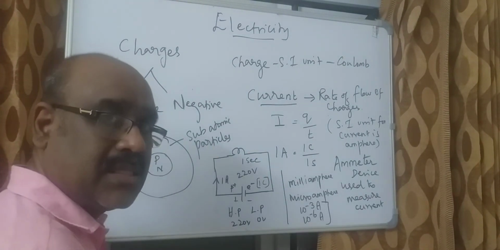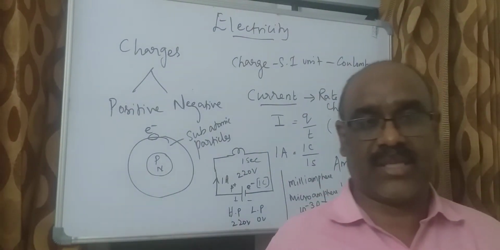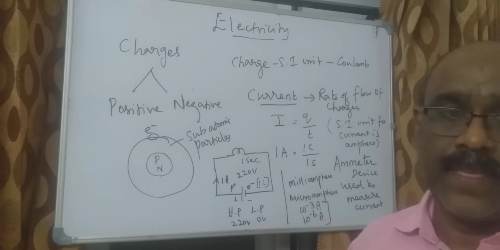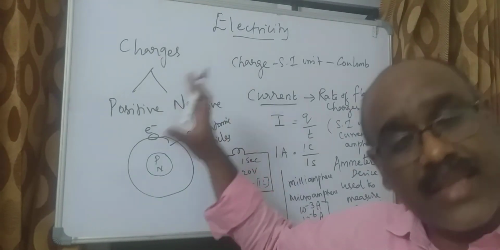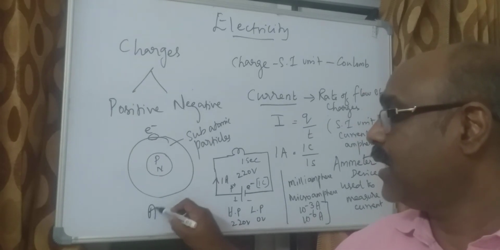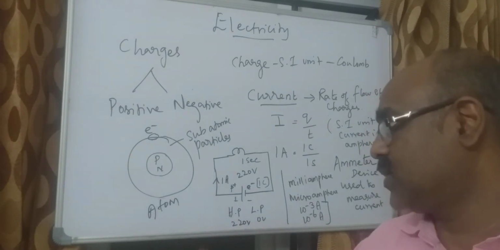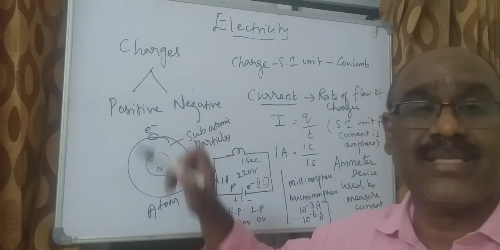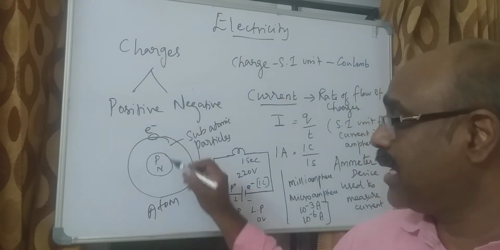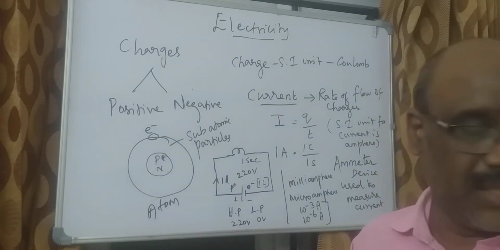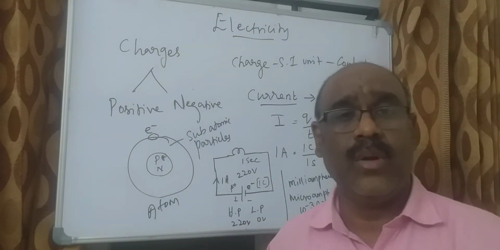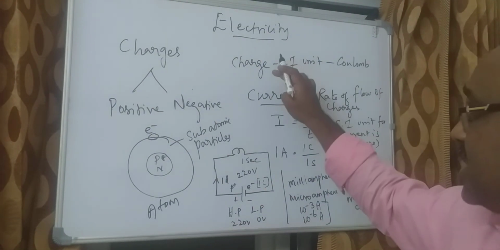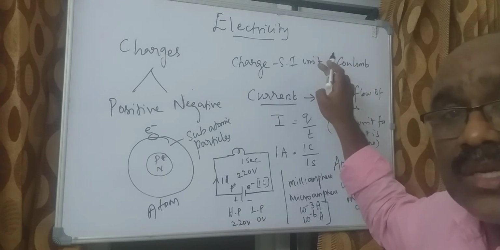So in this class we have studied something about charges. The charges are of two types, positive charge and negative charge. Mostly the charges are there in an atom, and they are the subatomic particles: the protons, the electrons and the neutrons. The electrons are negatively charged, the protons are positively charged, and the neutrons have no charge. The charge has an SI unit of coulomb.